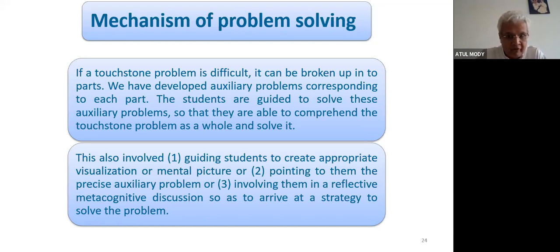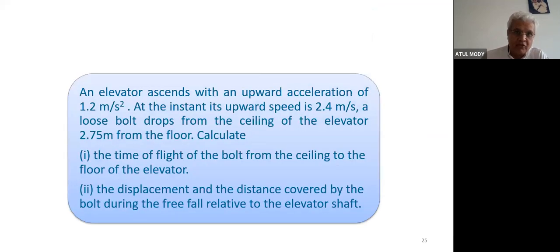So involving them in reflective metacognitive discussion so as to arrive at a strategy to solve the problem. So this is about the mechanism of solving problem. Now, this is an example. So as somebody has pointed out, I'll tell you, this is a problem from the book of Herodotus.